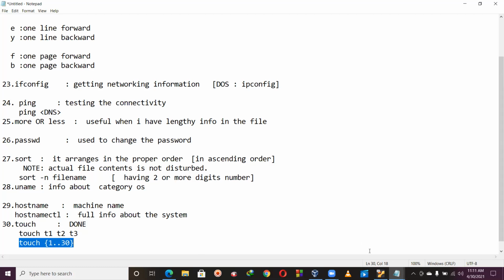For example, please mute your voice. I'm hearing something from your side. Okay.